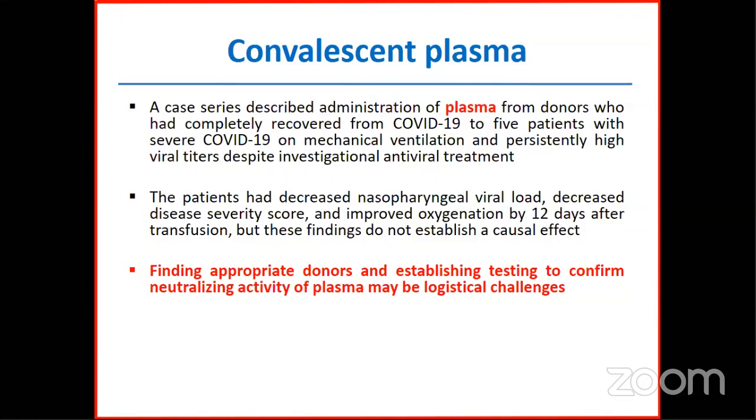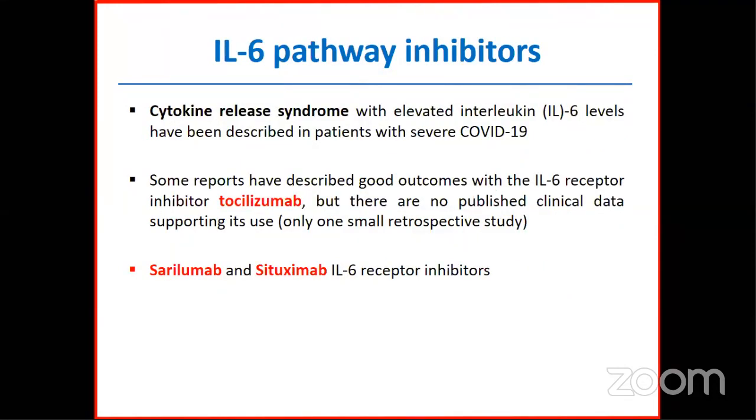logistic challenges, finding appropriate donors and establishing tests to confirm neutralizing activity. You need to know the titer, how much antigen and antibodies are there, and you will check IgG, IgM before you transfer to the patient, and you will tell whether this one failed or not. So a lot of logistic issues. So we need to wait for it. We have now in KSMC 5 kits, and I think we will start by tomorrow or the day after tomorrow to use it for 5 patients.